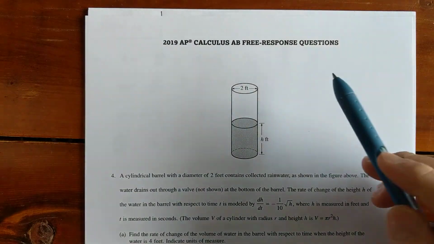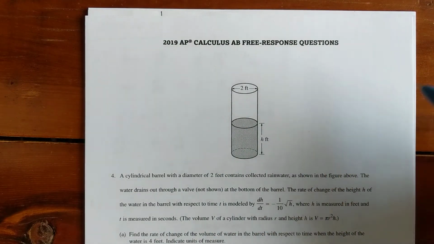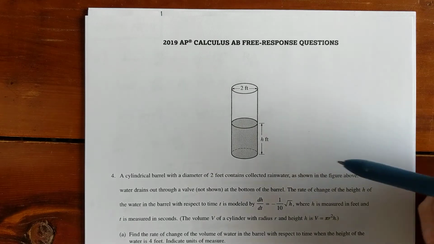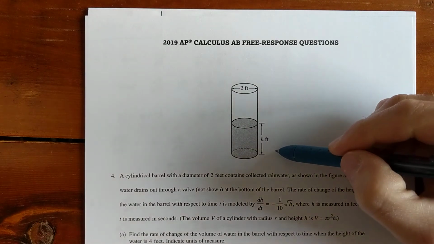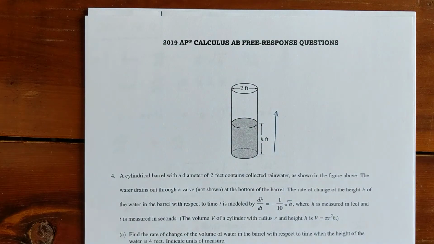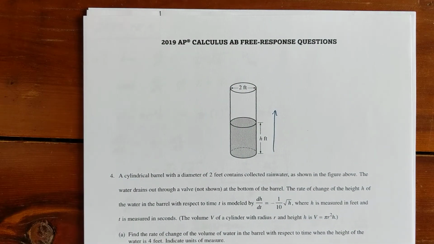All right, guys, 2019 free response question number 4 deals with a cylindrical tank right here. Interesting thing right off the bat about a problem like this, it's being filled with rainwater, so the height of the water is rising, which made me think it was going to be a related rate problem right away, which in a way it is.